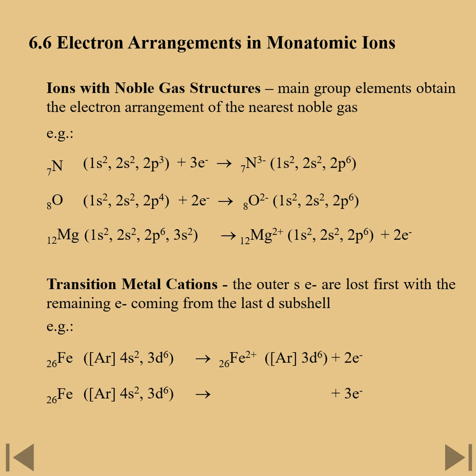Iron also forms a +3 ion, so it's going to lose 3 electrons. And so now it only has 5 electrons beyond argon, and all 5 of those electrons go into the 3d subshell.